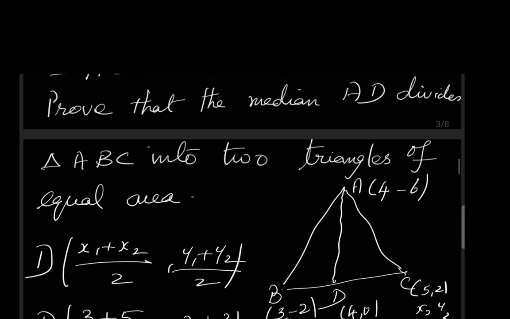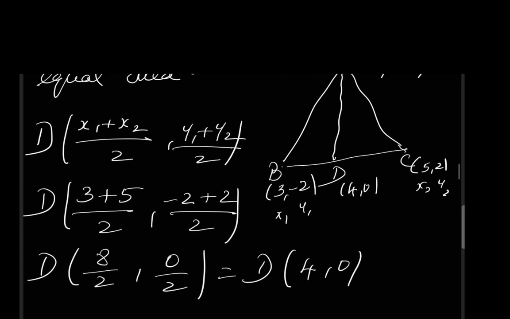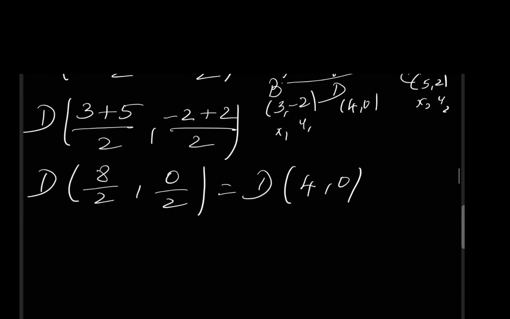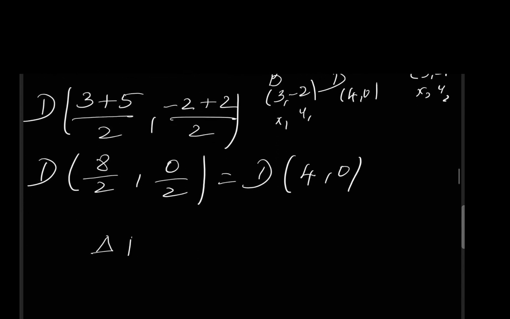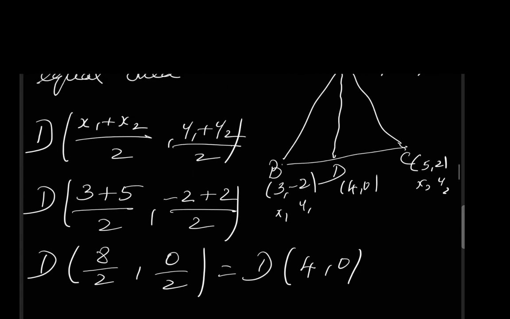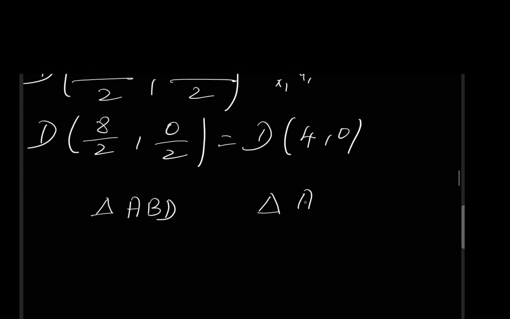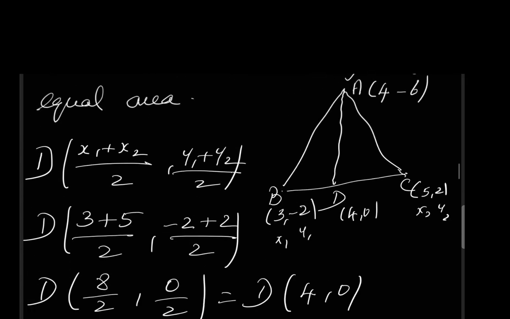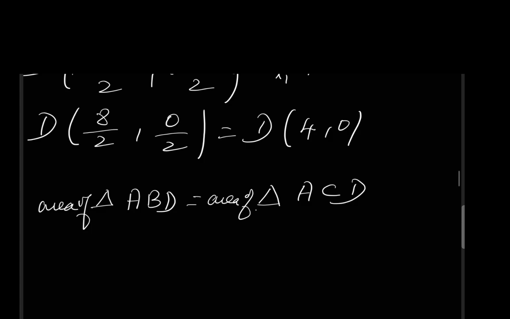So the bigger triangle ABC is divided into two triangles. One is triangle ABD and another triangle is triangle ACD. So find the area of these two triangles and show that area of triangle ABD is equal to area of triangle ACD. So that is the proof we are supposed to show. That would be enough for you.